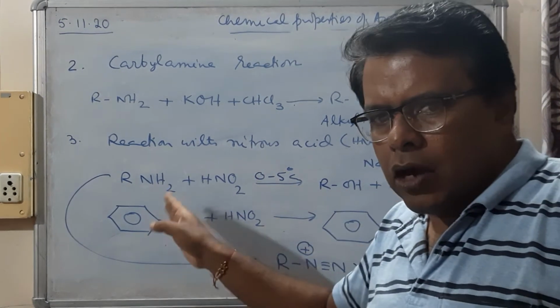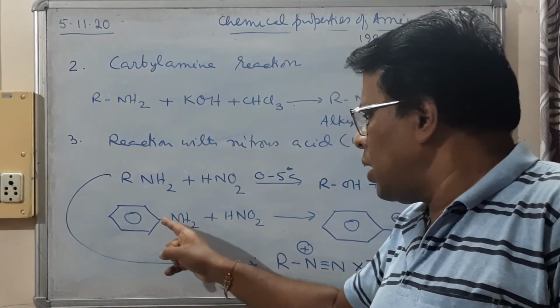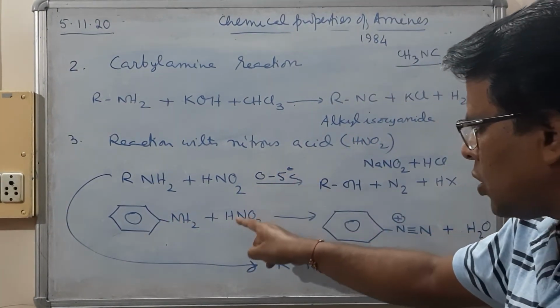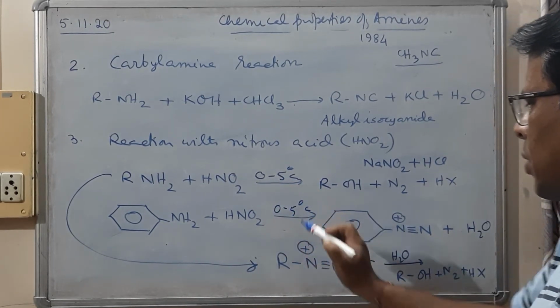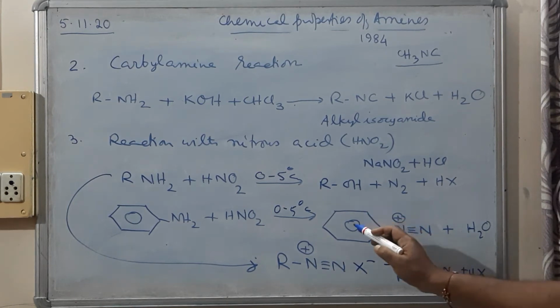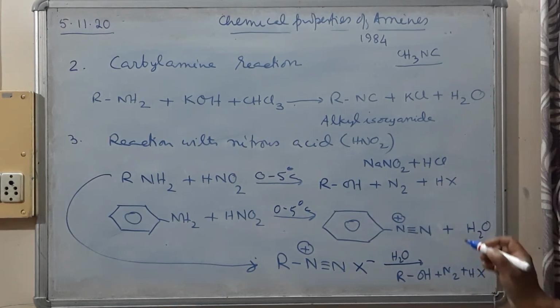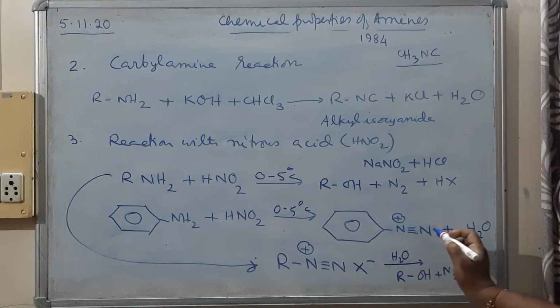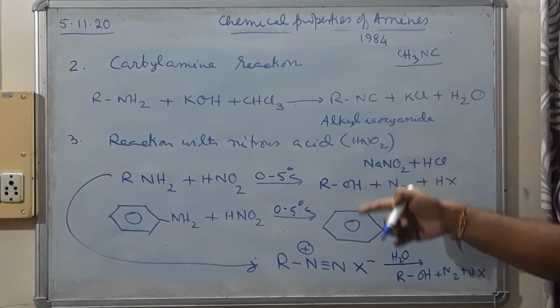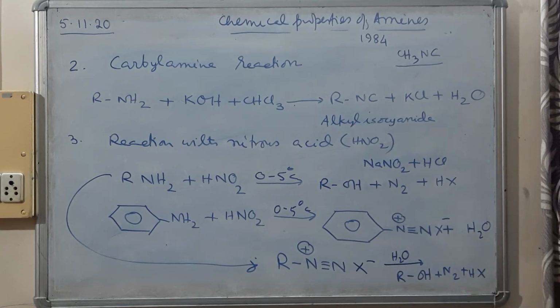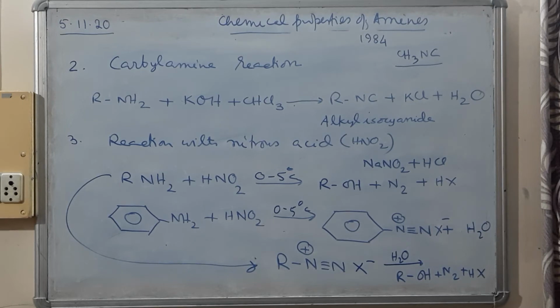Whereas in case of aromatic primary amine, with the same reagent at 0 to 5 degrees Celsius, aromatic diazonium salt is formed. Here also we can write the halide ion, and this being more stable than this one, it doesn't break down. So this is the reaction with nitrous acid.